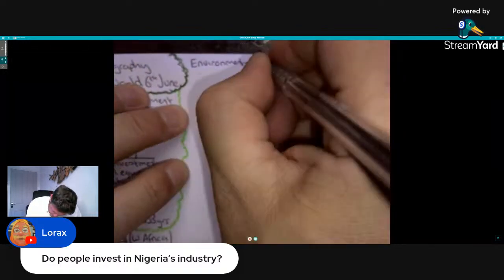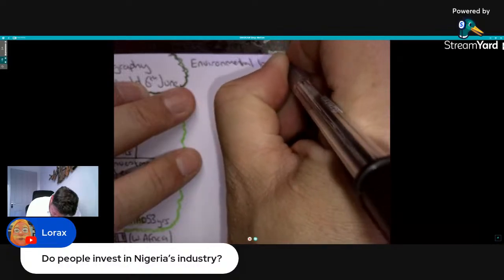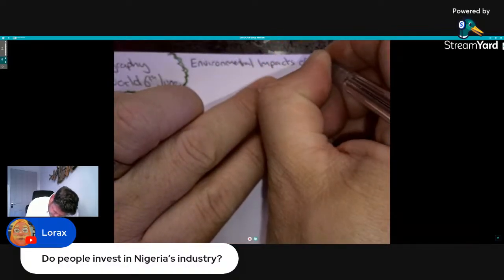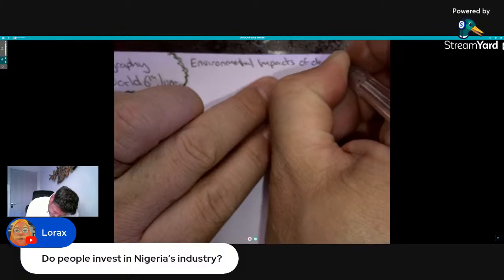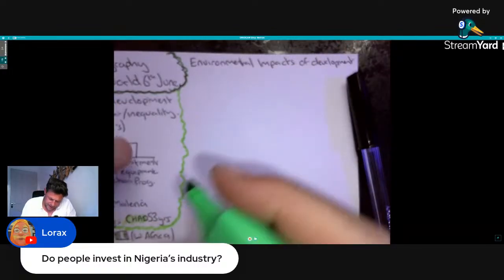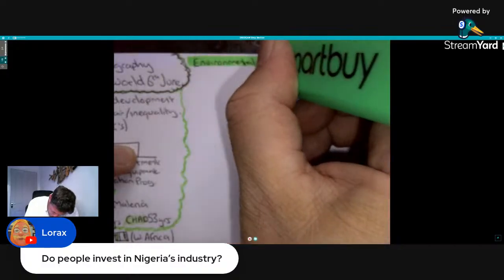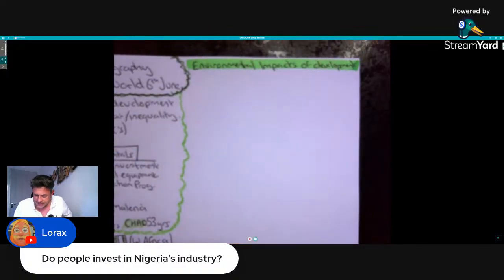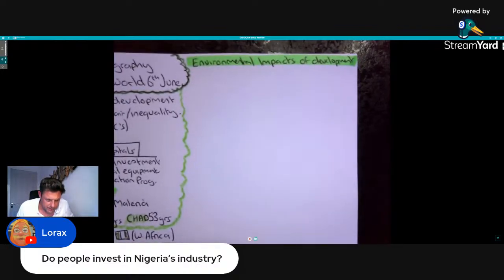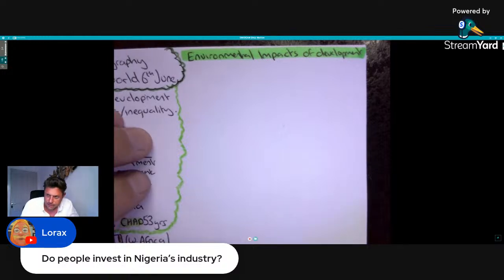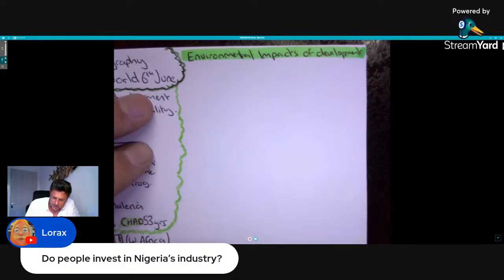Environmental impacts of developments in Nigeria. Okay, it's paying a high price. In fact, all countries pretty much that industrialize, that have these industrial activities, tend to suffer environmentally. Yes, that says the environmental impacts of development. So let's take each one as it comes.